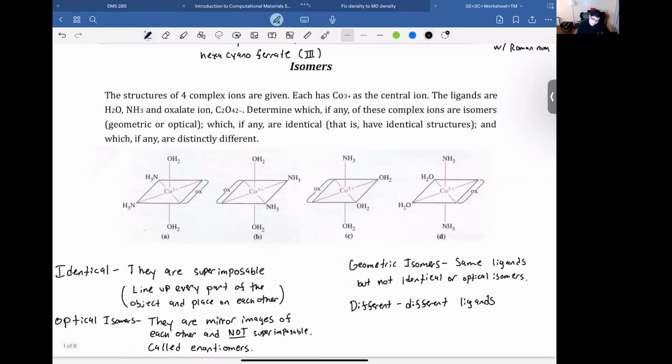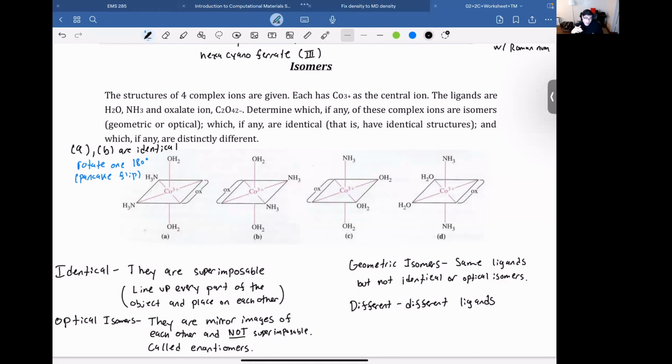So for that reason, A and B are identical because they are superimposable. You can line up every single group, and if I were to take one, I could stack it right on top of the other, and everything is exactly the same. This one you can just rotate 180 degrees. Like a pancake flip is what I call it. All right, so now we don't have to worry about comparing A and B to C and D because they're the same, right?